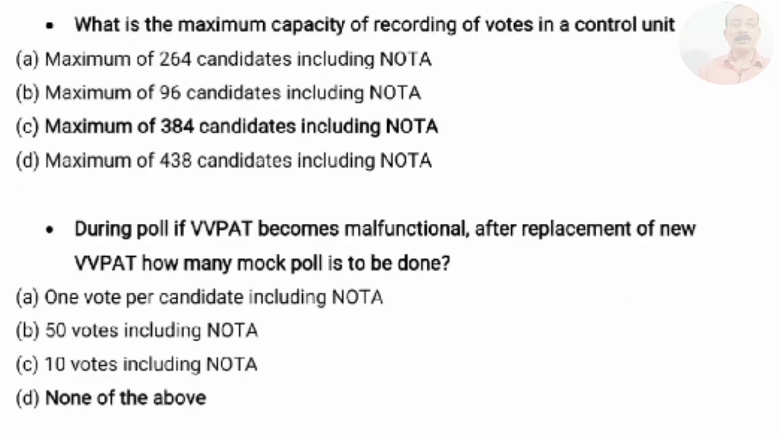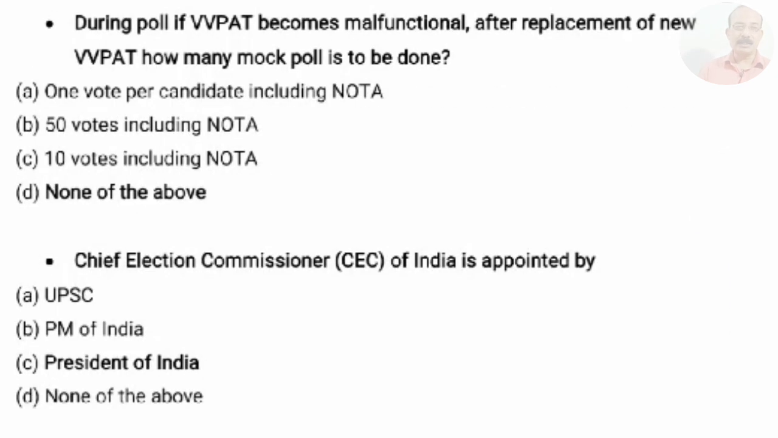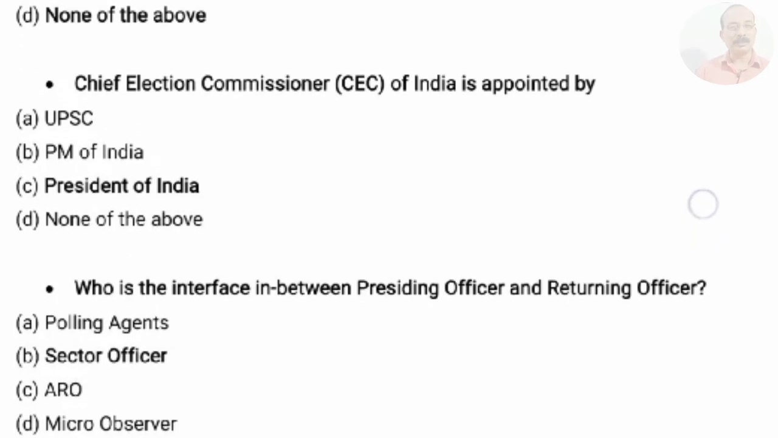What is the maximum capacity of recording of votes in a control unit? Maximum 384 candidates including NOTA. During the poll, if the VVPAT becomes malfunctional, after replacement with a new VVPAT, how many mock polls are to be done? Here the correct answer is D, none of the above.